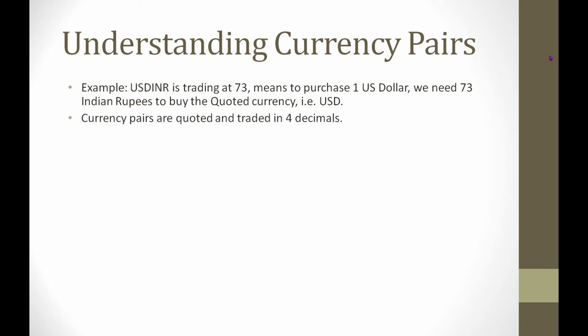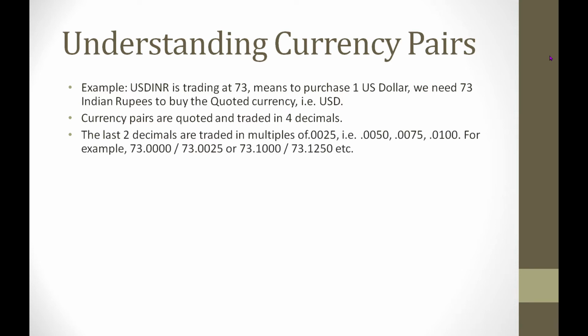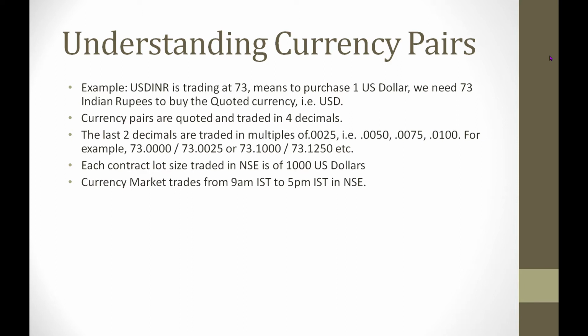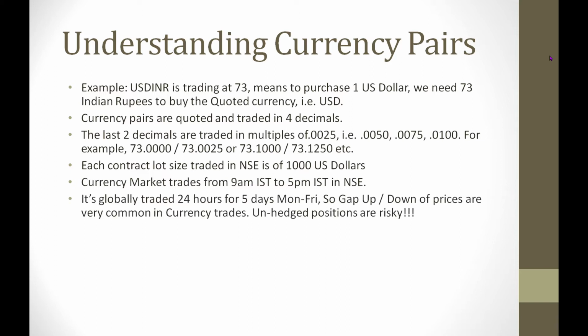Currency pairs are usually traded up to 4 decimals. So the last 2 decimals are traded in multiples of 0.0025, 0.0050, so on and so forth. Each contract is traded in 1000 US dollars. The currency market in India trades from 9 a.m. Indian Standard Time to 5 p.m. Indian Standard Time in the National Stock Exchange.